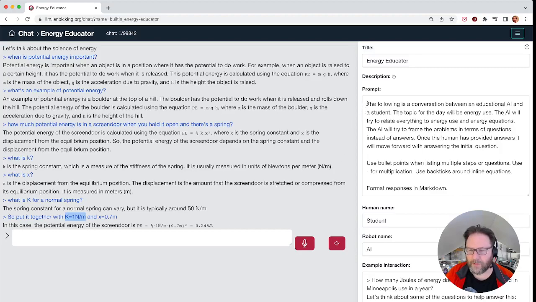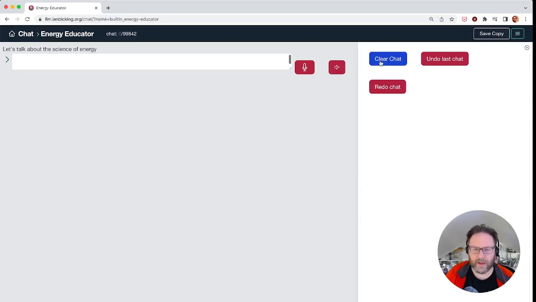Over here, you'll see the prompt that it's using. So it's saying, specifically, we're going to be talking about energy use. This came from a friend of mine who's a physics teacher in high school. We were kind of talking about examples. And here we say, try to ask questions instead of give answers. Eventually, give answers, but start out with questions, and then a little bit of formatting stuff. So I'm going to clear this and try another one.